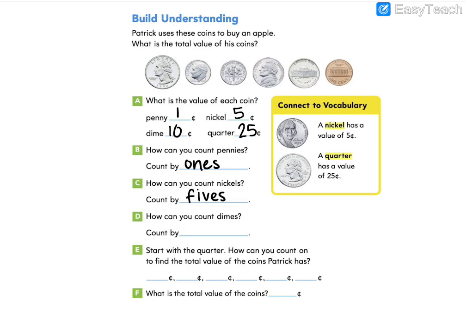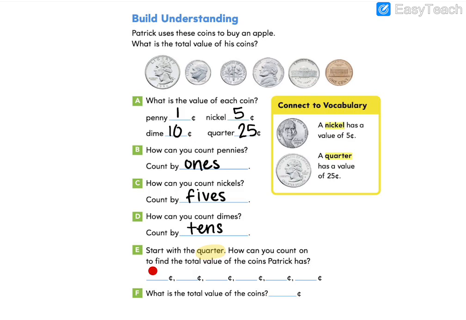And then we have dimes. 10, 20. The next would be 30. What are we counting by? We're counting by tens. Now, when we're counting coins, we're always going to start with the coin of the greatest value. The coin with the greatest value is a quarter. What comes next? A dime, then a nickel, then a penny.